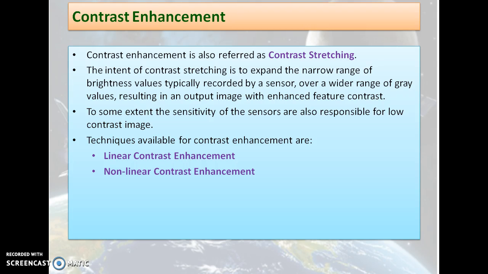of the display medium. Therefore, the main objective of contrast stretching is to expand the narrow range of brightness values typically recorded by a sensor over a wide range of gray values, resulting in an output image with enhanced feature contrast. So let us look at the various methods of contrast enhancement. The techniques available for contrast enhancement are linear contrast enhancement techniques and non-linear contrast enhancement techniques. Thank you.